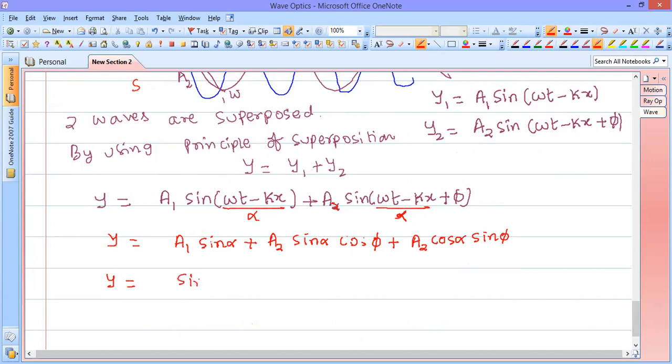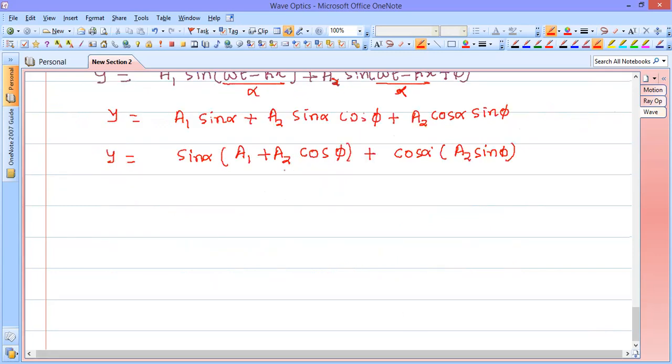in the first two terms, I am taking sin alpha as common: A1 plus A2 cos phi, plus cos alpha times A2 sin phi. Okay?